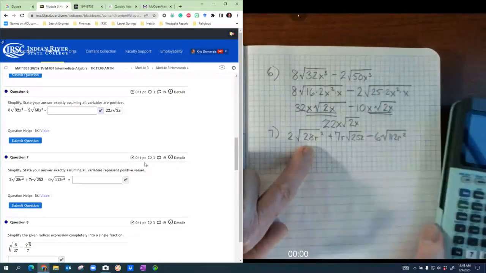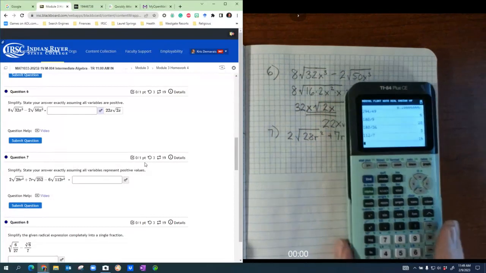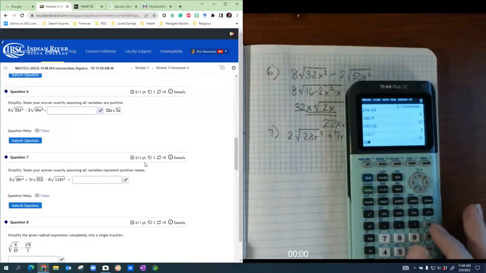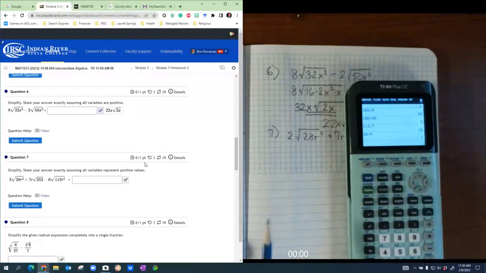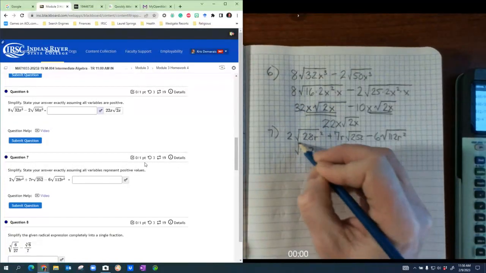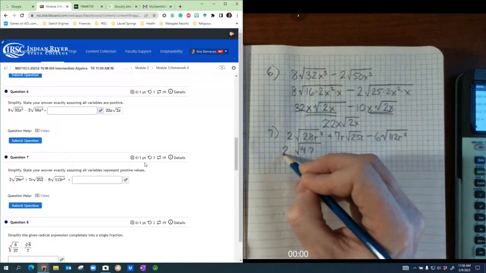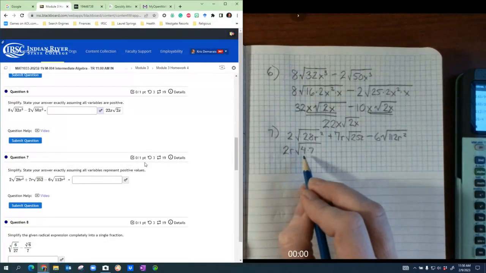So, 28. All right, I don't know what 28 breaks down to. I'm going to go ahead and take my calculator. 28 divided by 4. Let's see what happens. 28, I can break it down. It goes to 7. So that's 4 times 7. All right, and then the R can come out. As a matter of fact, let me write this down as the R coming out.